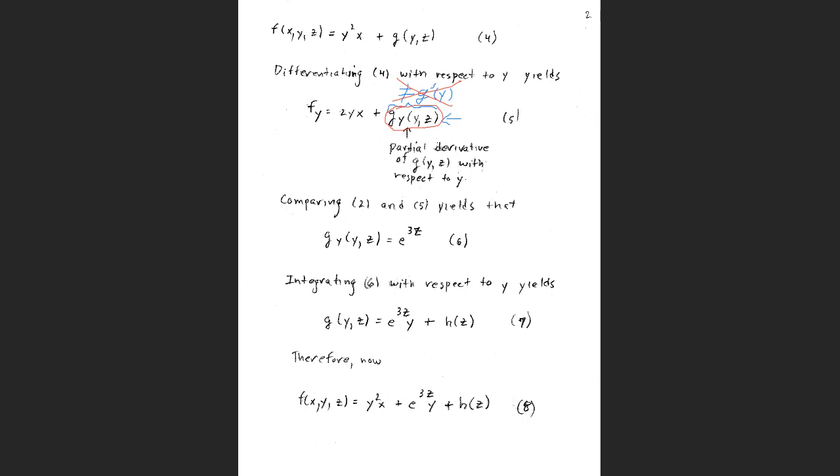Now what we're going to do is compare the second equation, which was the partial derivative of f with respect to y equals 2xy plus e to the 3z, with this fifth equation. That's going to tell us that the partial derivative of g with respect to y equals e to the 3z power.